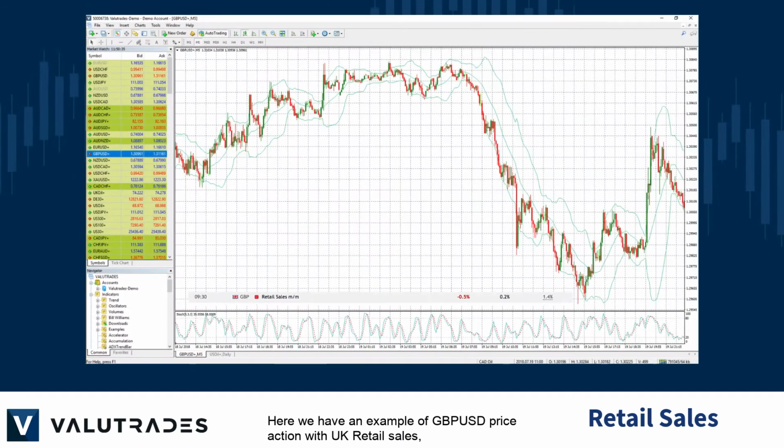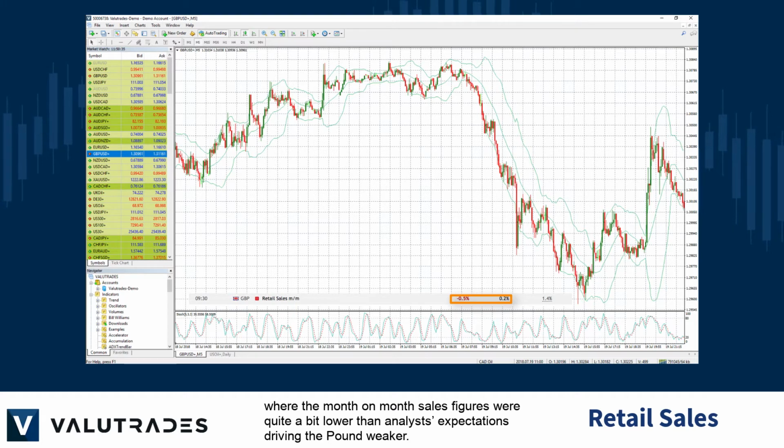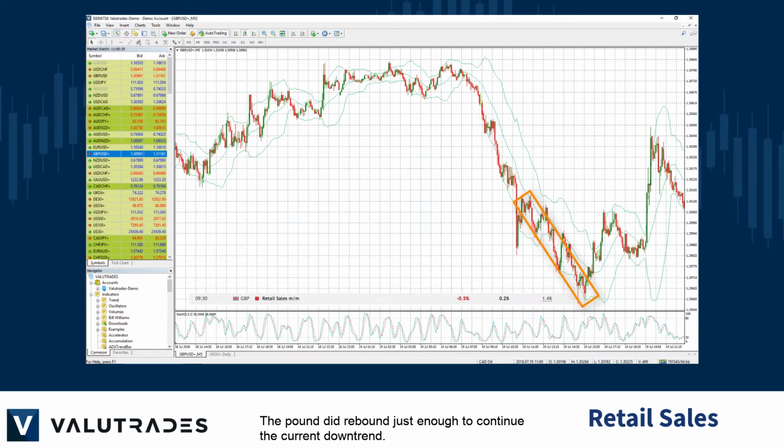Here we have an example of price action with UK retail sales, where the month-on-month sales figures were quite a bit lower than analyst expectations, driving the pound weaker. The pound did rebound just enough to continue the current downtrend.